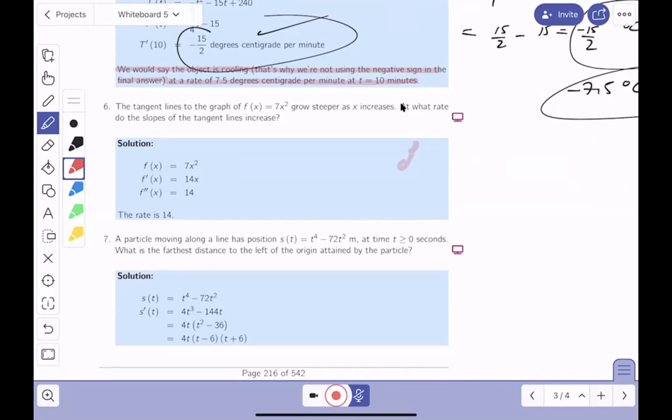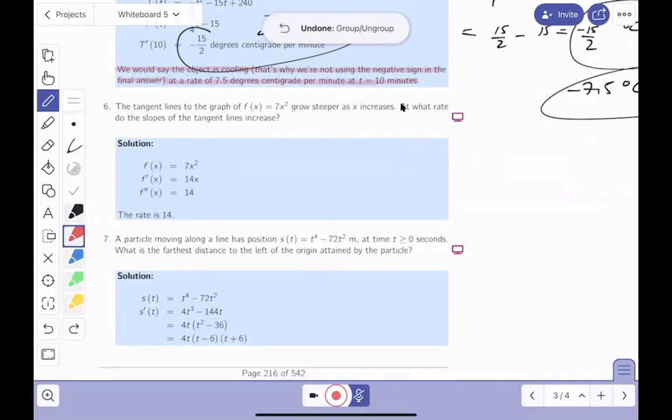So if f, whoops, sorry about this. So if f of x, I did it again.